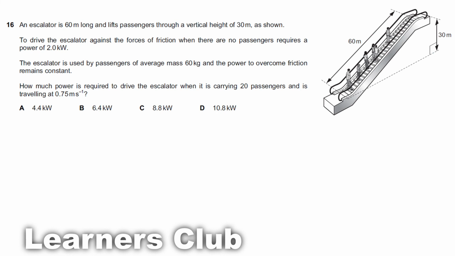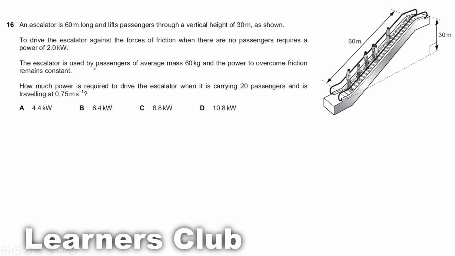An escalator is 60 meters long and lifts passenger through a vertical height of 30 meters as shown. So this is a 60 meter long escalator, 30 meter height. To drive the escalator against the force of friction when there are no passengers requires a power of 2.0 kilowatt. Now this is to drive. The escalator needs 2.0 kilowatt to drive against the force of friction.